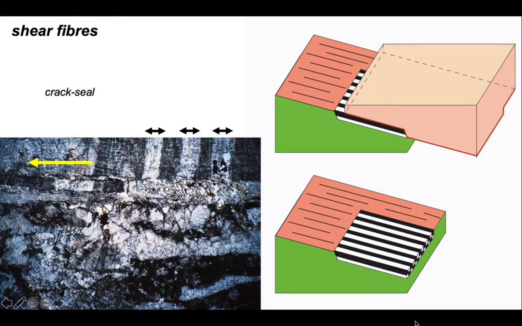The deformation mechanism is called crack seal, and it charts not only the incremental growth of the fibre, but also the small stick-slip behaviour of the fault plane. Each of these crack events is very much less than a millimetre in length, representing very small stick-slip events on our fault plane.